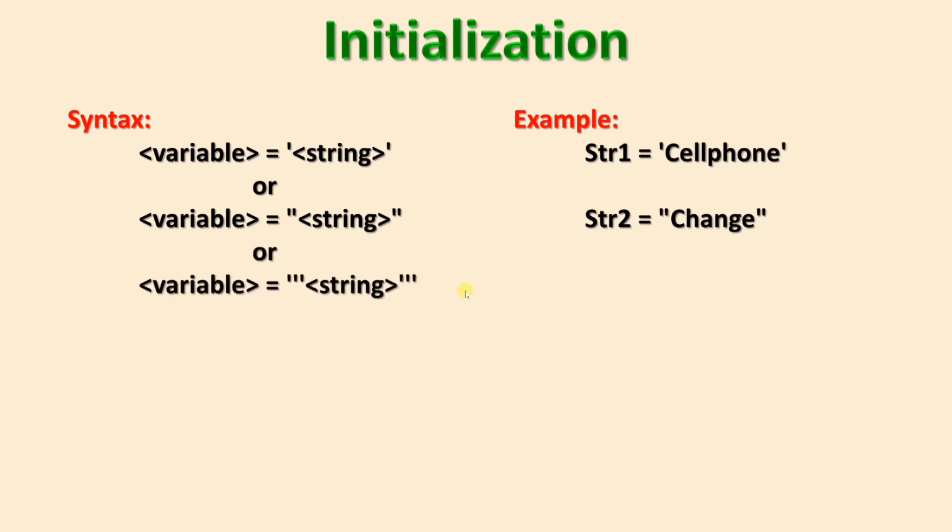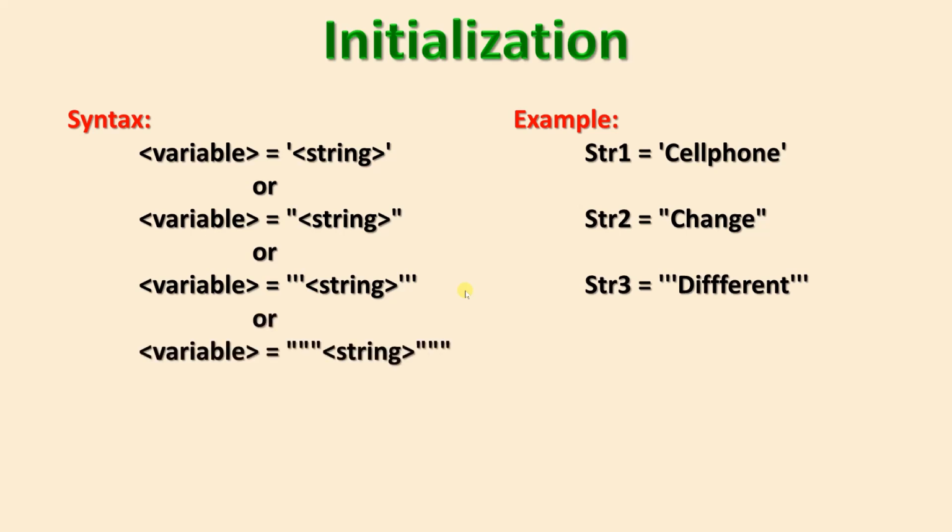We can also use 3 times single quote. str3 is equal to 3 times single quote, 'different', 3 times single quote. In a similar way, we can use double quote 3 times. str4 is equal to 'remote' within 3 times of double quote. Remember here, the quote which you give in the beginning and the end should be the same. You cannot mix single and double together.